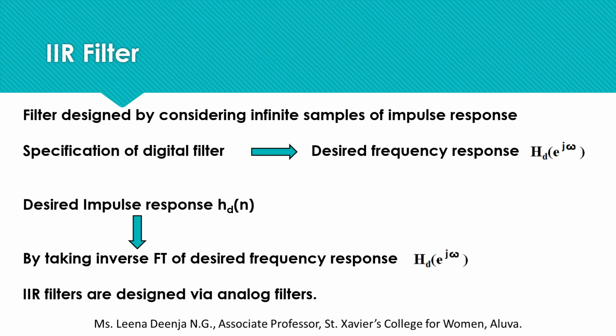The specification of a digital filter will be the desired frequency response HD of e raised to j omega. The desired impulse response HD of n of the digital filter can be obtained by taking the inverse Fourier transform of HD of e raised to j omega.